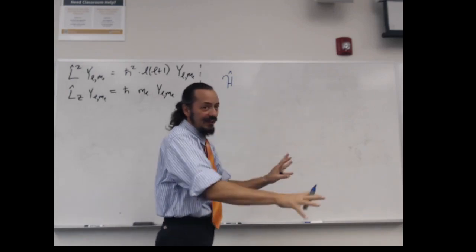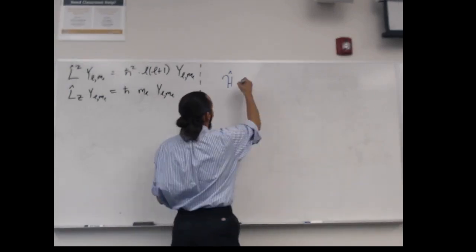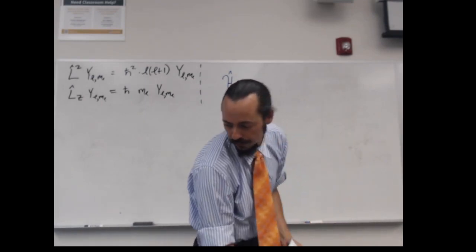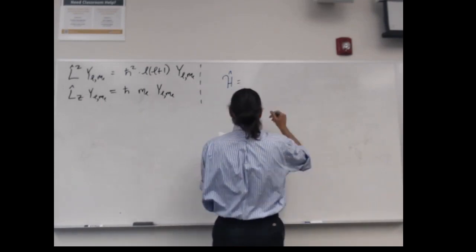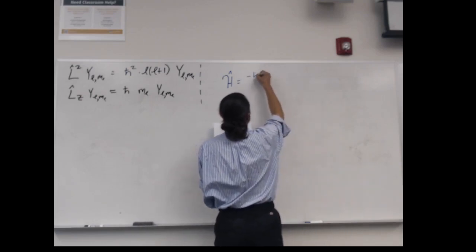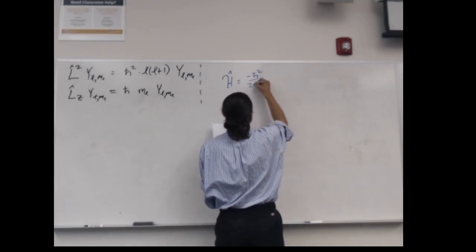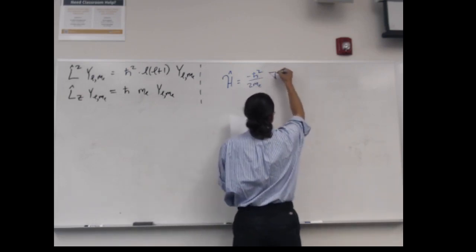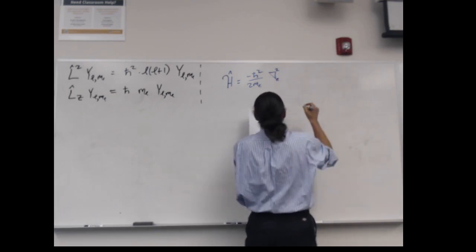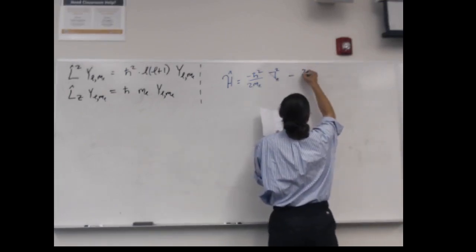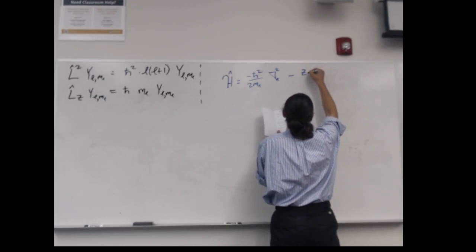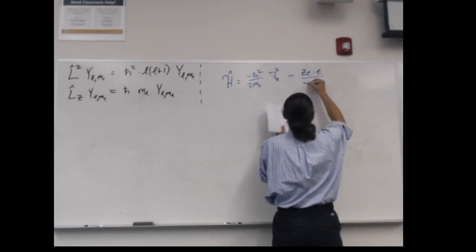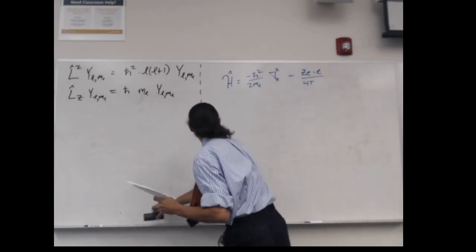Again, I'm giving you the end of the story. There's some other things we have to do to get to this. We're going to have negative h bar squared over 2 times the mass of the electron, del squared for an electron.